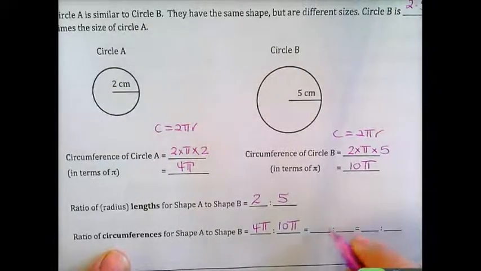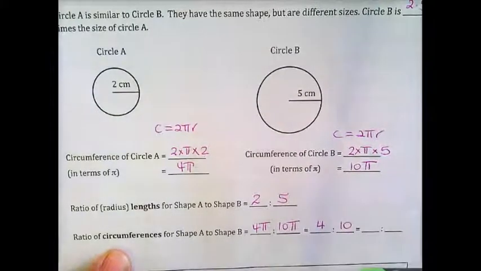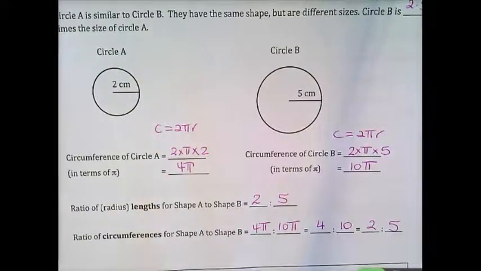Now I'm going to drop off the pi's. I can divide both by pi, which is 4 to 10. You okay with that? Yeah. I'm dividing both by pi, and now what can I divide both of those numbers by? They're even. So you can divide them both by 2. So the ratio of the circumferences is also 2 to 5. Girls, circumference is just like perimeter. It's called circumference because that's the special name for a circle, but circumference is just perimeter. It's just measuring the length of the circle.